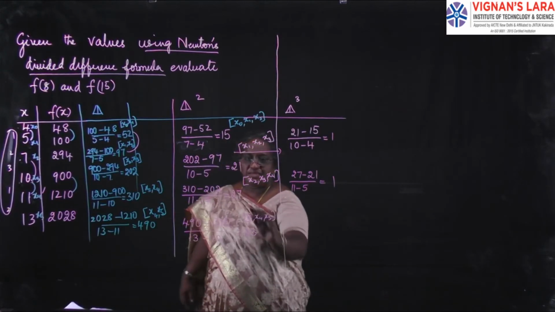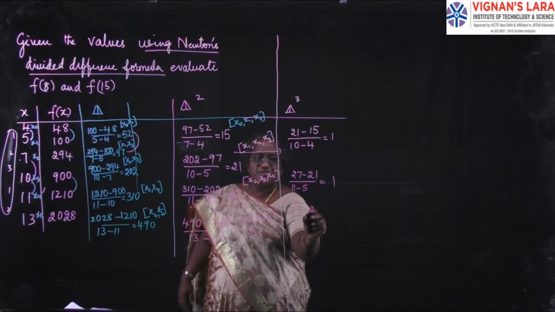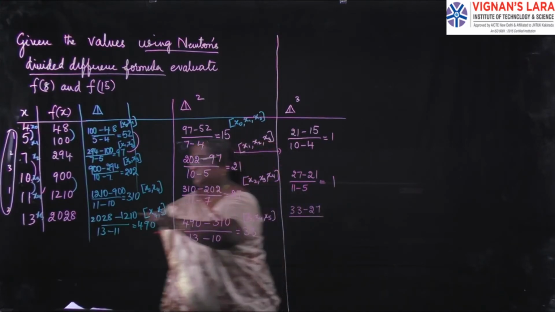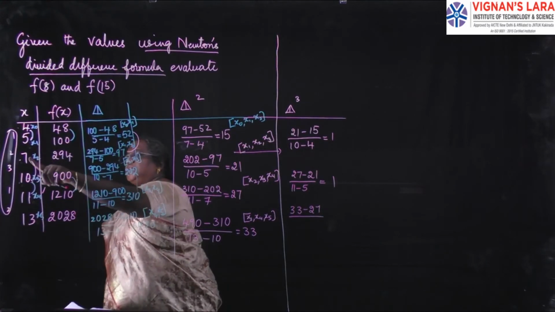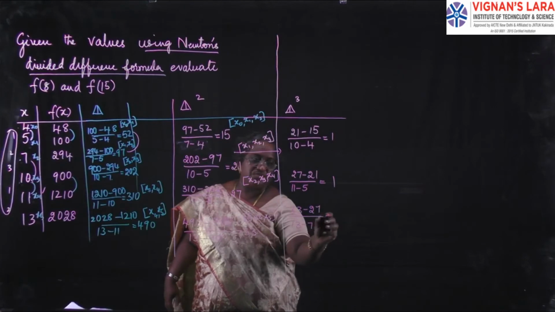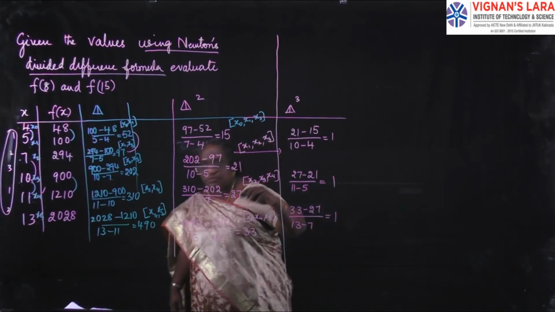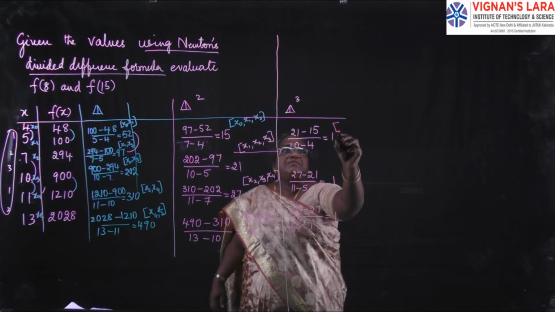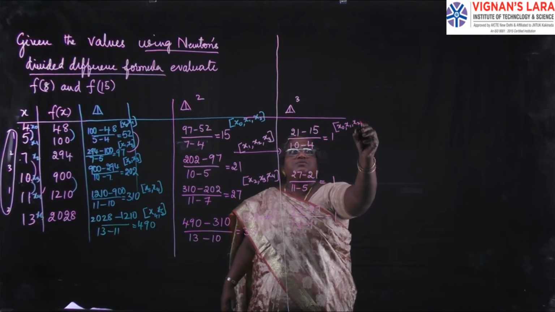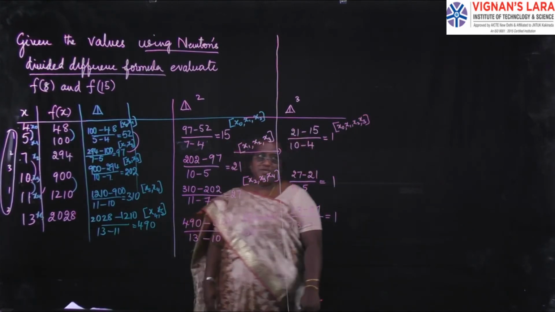Next, 33 minus 27, we write it at the center. 33 minus 27 by x5 minus x2, which is 13 minus 7. So this is also 6 by 6, which is 1. So now we call this the third divided difference of x0, x1, x2, x3.